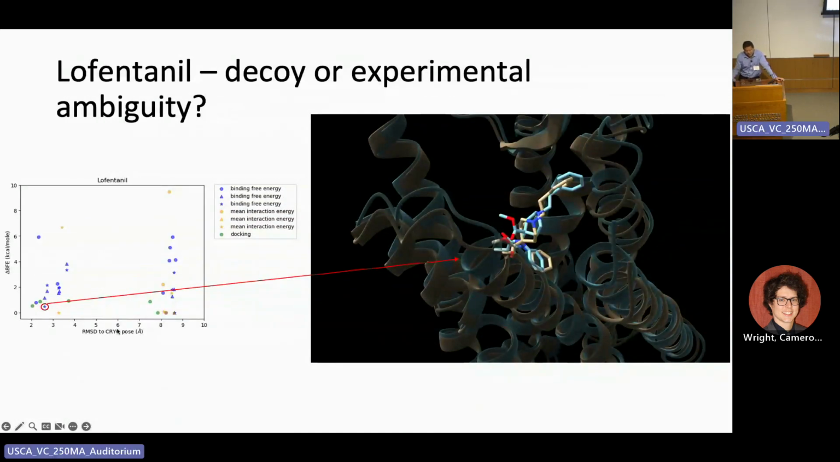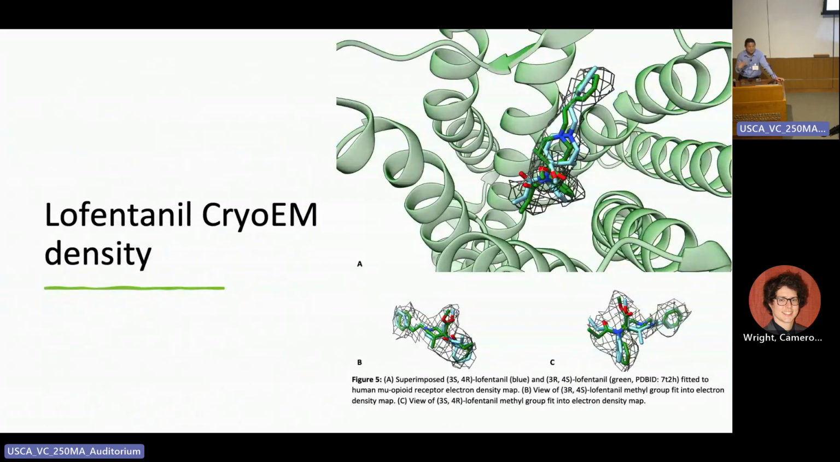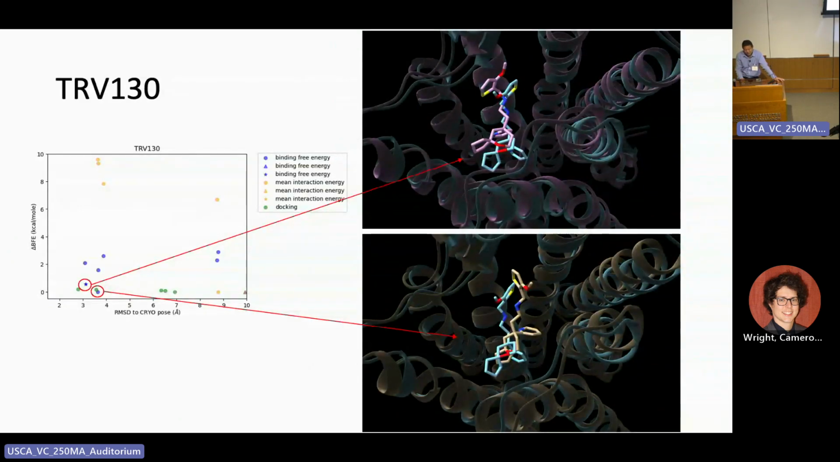And then for fentanyl, there has been some debate about how it fits into the mu opioid receptor pocket. You can see that there is a low RMSD pose, but it's not completely clear what the pose should be, because you just see this electron density blob, and you can rotate the ligand to fit in the other way. We're still looking into this, but there is a possibility that the cryo-EM structure is not exactly correct. Here's another ligand where we throw away bad poses.